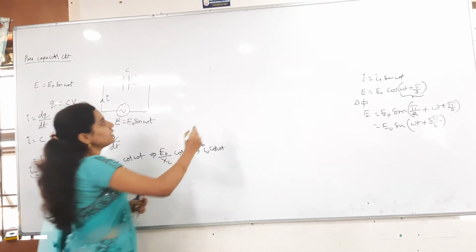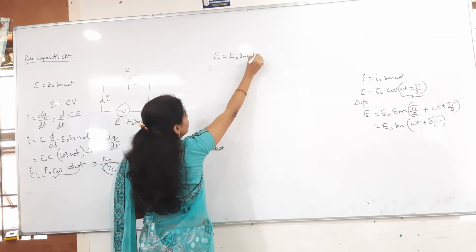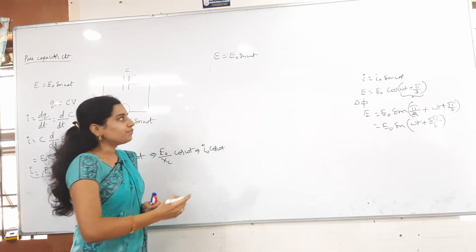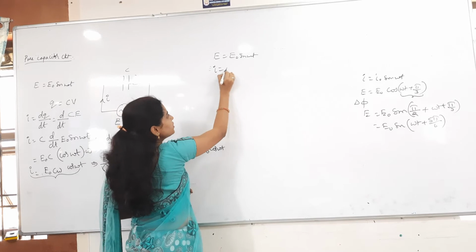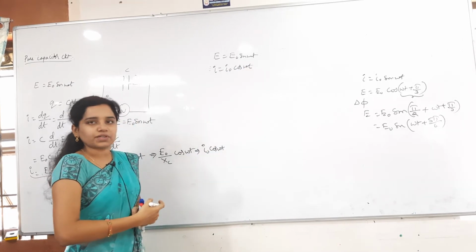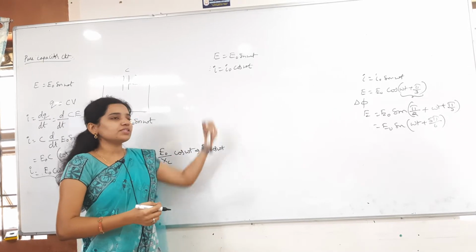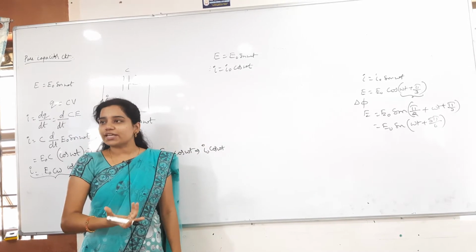Now I have the equations: E is equal to E naught sin omega t, that is what I have taken first. And from that, how much are we getting? I is equal to I naught cos omega t. Whatever the I naught value might be, you just forget about that. First of all we are finding the phase difference here. Now what is the phase difference? Pi by 2, obviously 90 degrees only.